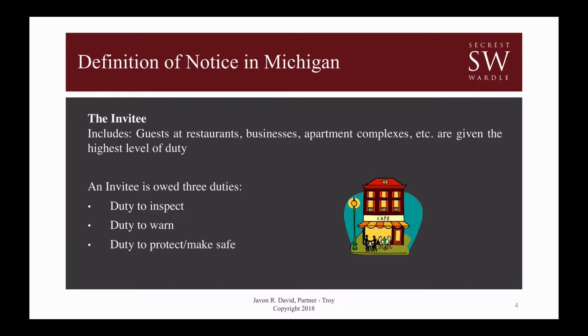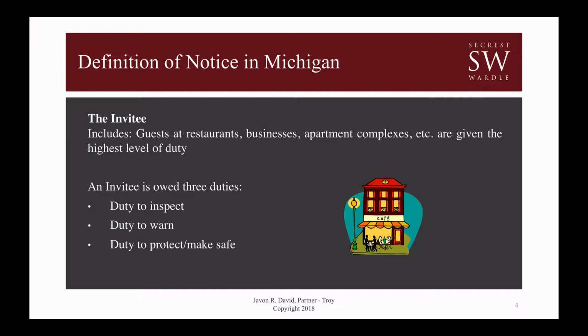We'll go over some formal definitions here. An invitee includes guests at a restaurant, businesses, apartment complex, etc. A public invitee is a person who is invited to enter or remain on land as a member of the public for a purpose for which the land is held open to the public. A business visitor is a person who is invited to enter or remain on land for a purpose directly or indirectly connected with business dealings with the possessor on the land.